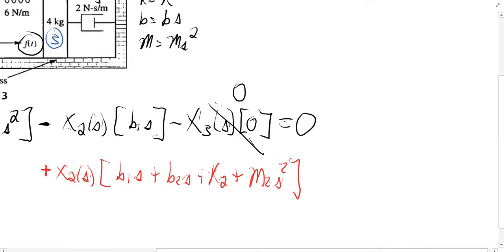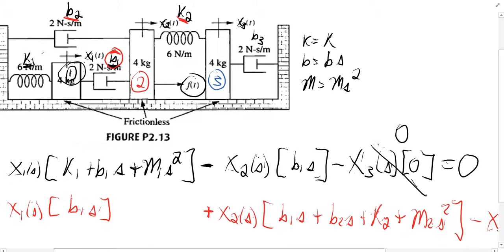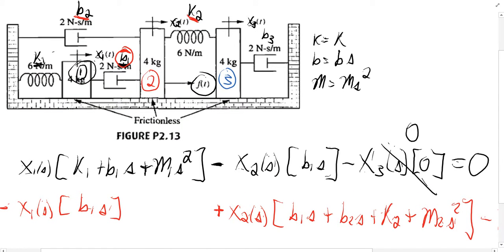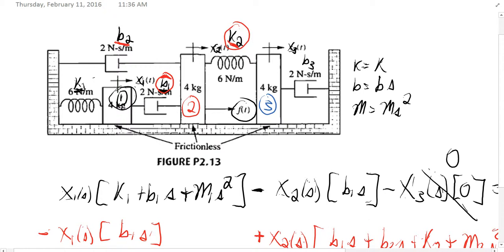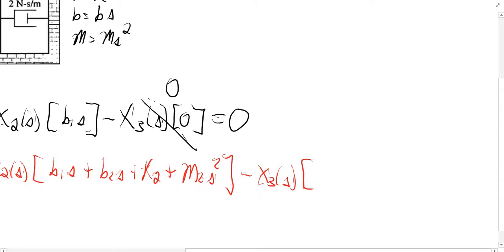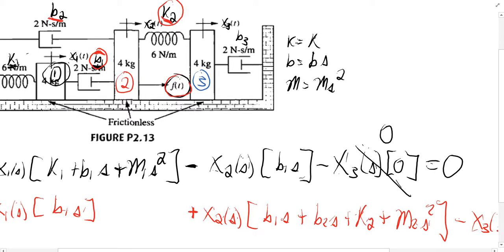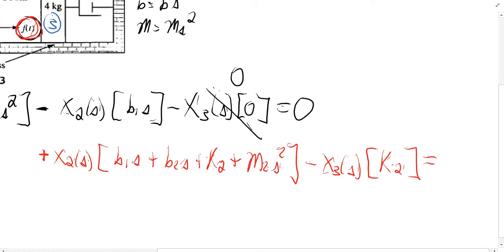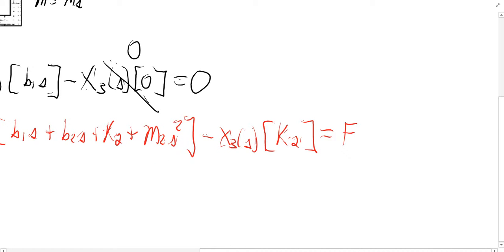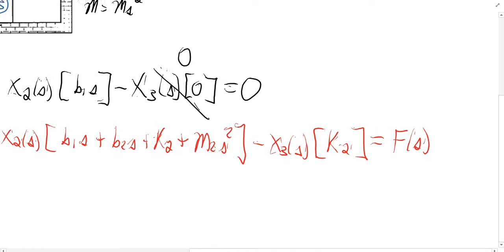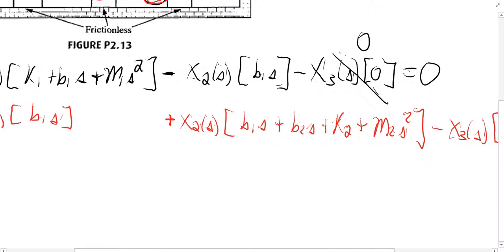Now we're going to subtract X3 of S and open parentheses and see what is being shared by the second mass and the third mass, which is this spring. So we just write K2 right here, and we're done with the left side of the equation. Now we gotta look at the inputs on the right side. And since we got an impulse right here, in a similar fashion as the voltage, we just put F of S, and this is our second equation.